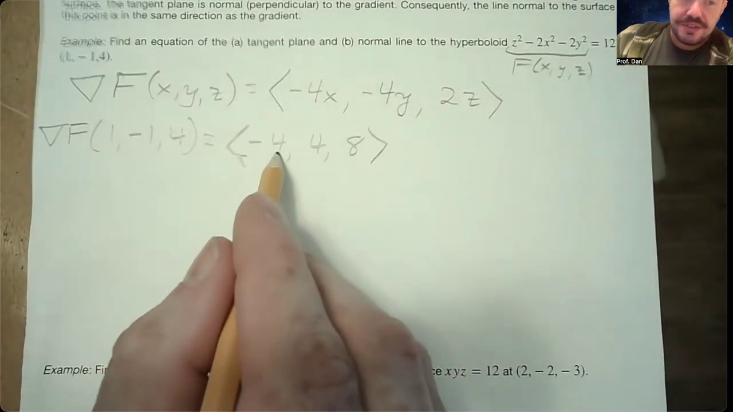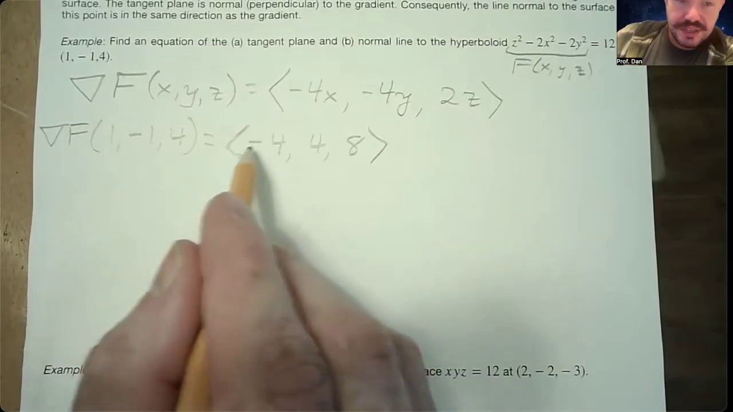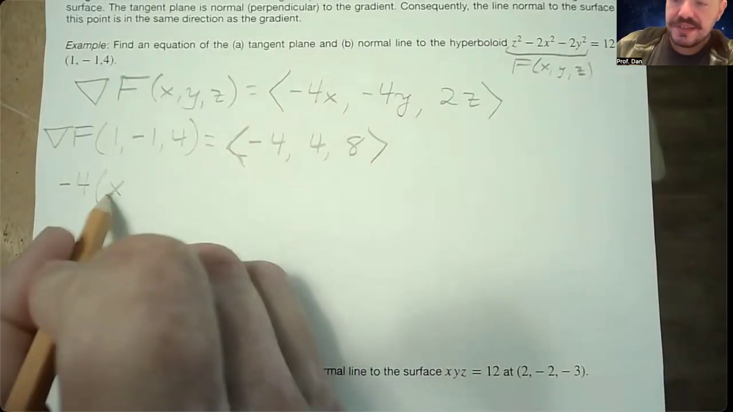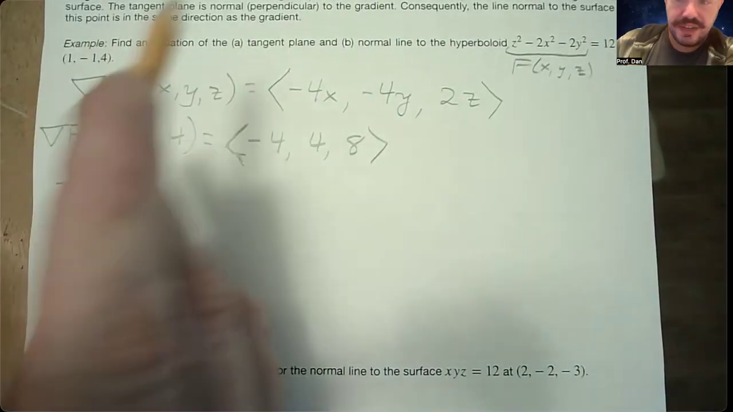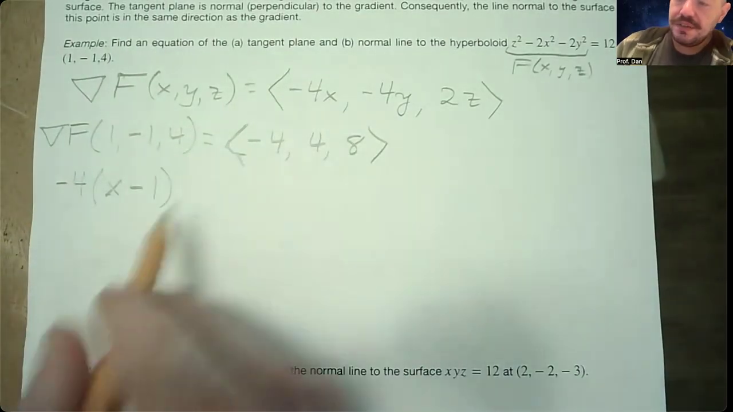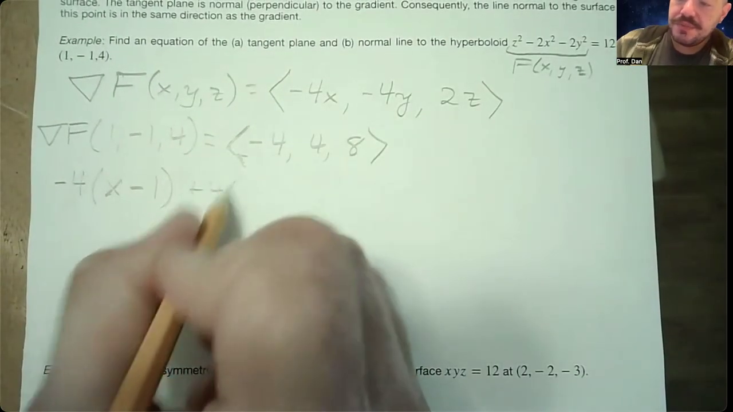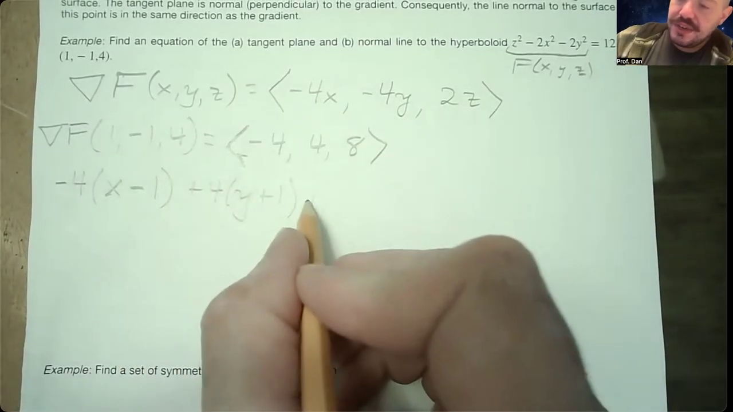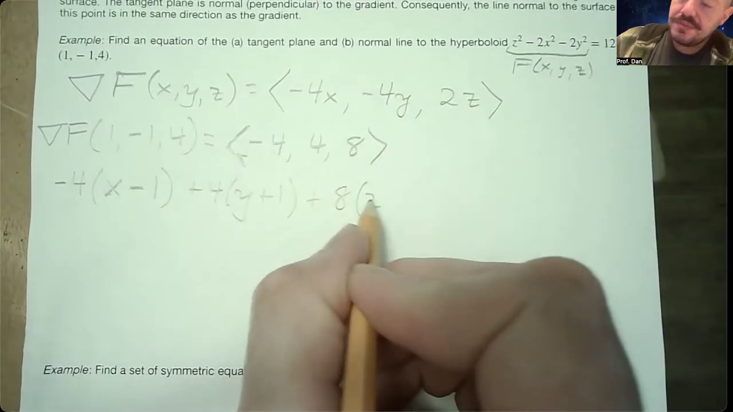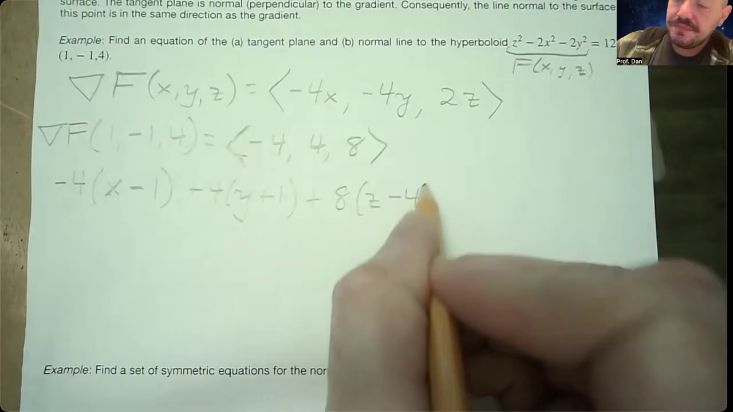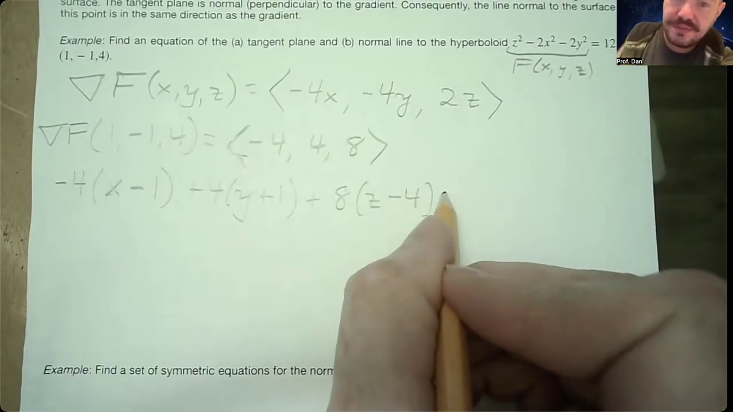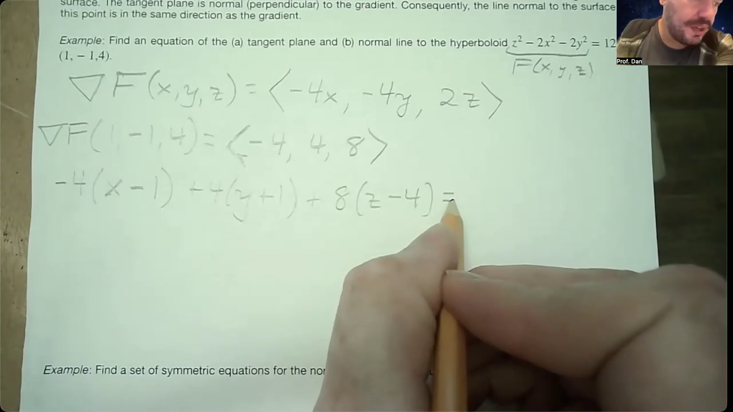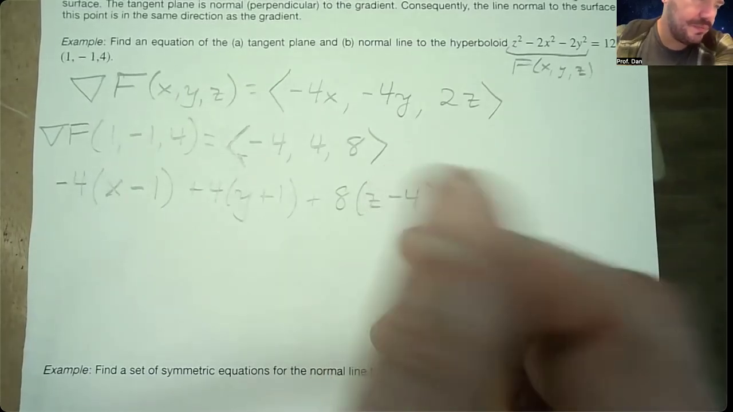So I know in the x direction, the direction number was -4. So I would start with -4 times x minus the x coordinate, plus direction number 4 times y minus the y coordinate, plus direction number times z minus the z coordinate, and that would be equal to 0.